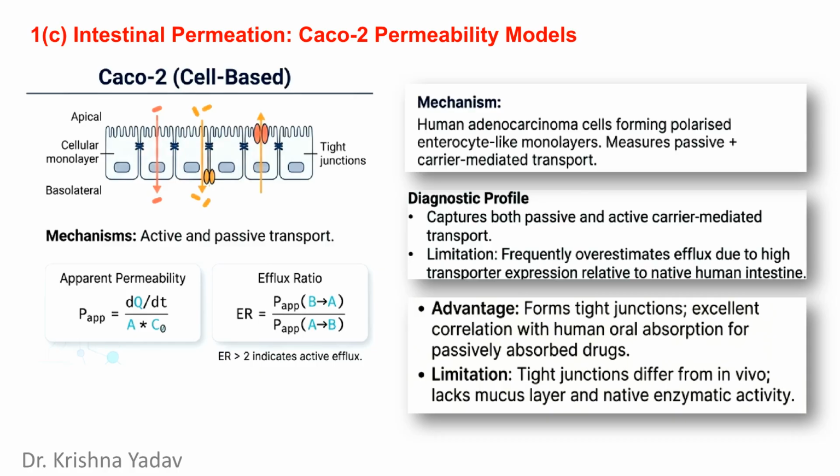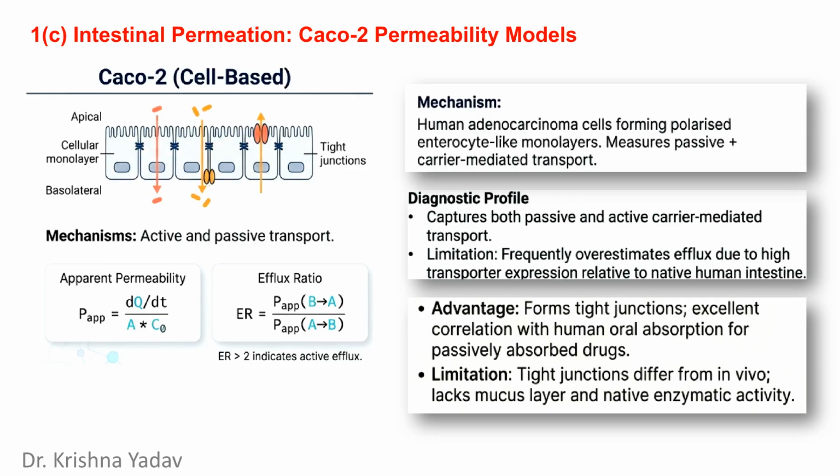This model is powerful because it captures two main types of movement: passive diffusion and active carrier-mediated transport. This is crucial because it shows us how drugs might be actively pulled in, or, just as importantly, pumped back out by the body. We quantify this using two key metrics. First is apparent permeability, or PAPP, which calculates the specific rate at which the drug crosses the cell layer.